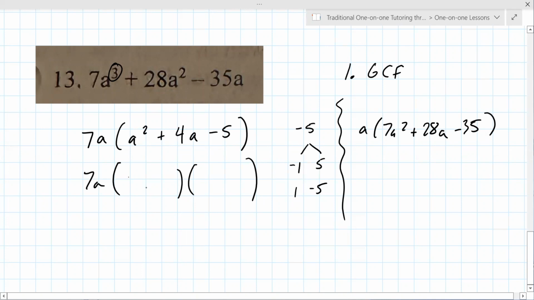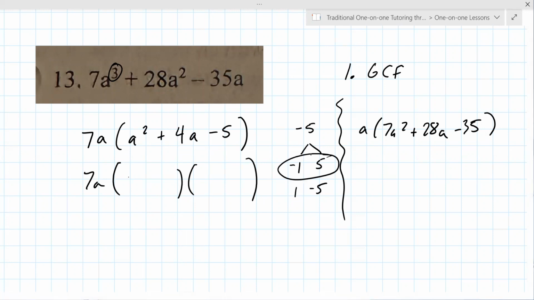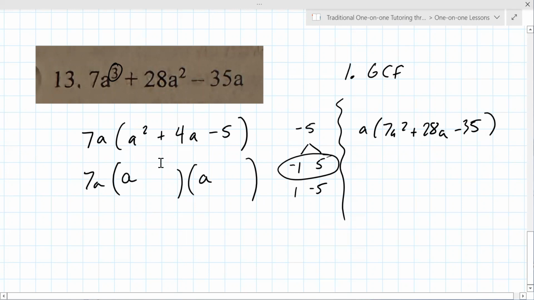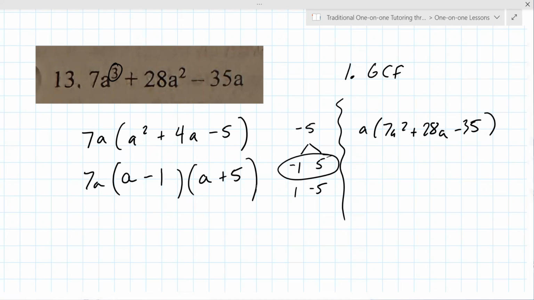Okay, what goes in parentheses now that you know that this is the right pair? I'm surprised you're unsure here. It's a and a because of the a squared, and then a minus 1 and a plus 5. Yeah. Okay, good. All right, let's do one more like that.